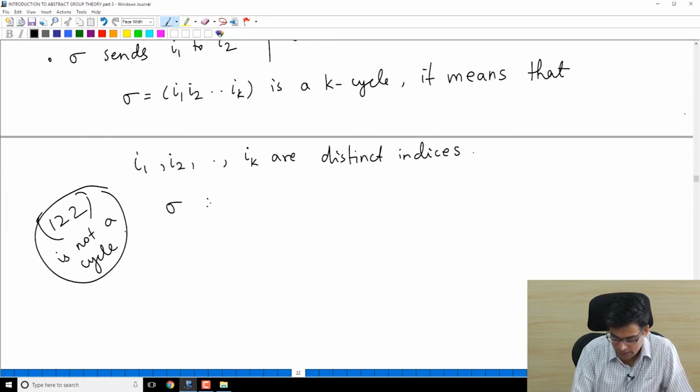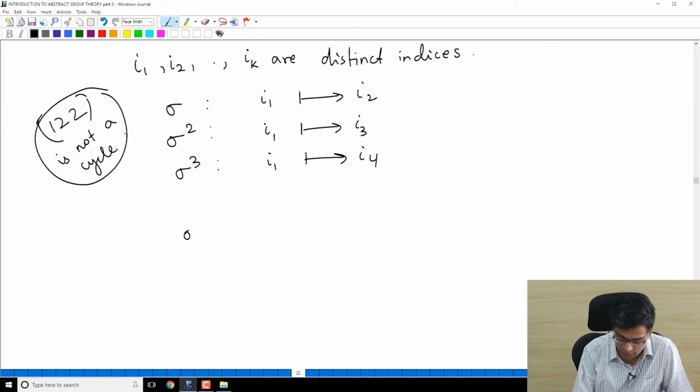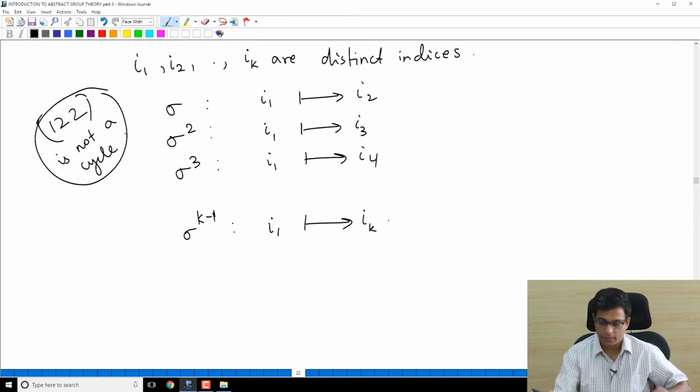So sigma sends I1 to I2. Sigma squared sends I1 to I3. Sigma cubed sends I1 to I4. And you can see that sigma k minus 1 sends I1 to, 3 goes to 4, 2 goes to 3, so this goes to Ik. And this is not surprising, right? So after you apply this k minus 1 times, I1 will go to the last index.